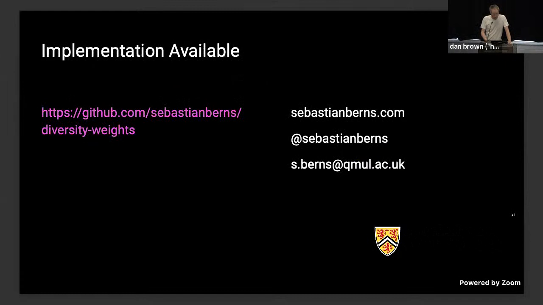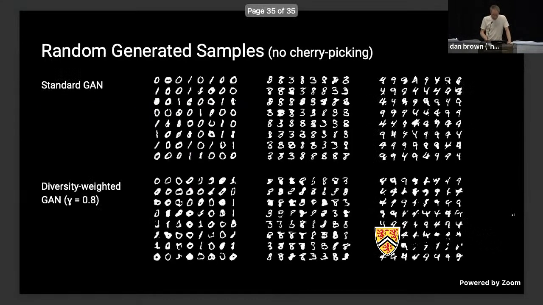Our implementation is now available. I uploaded it earlier, so you can test it out yourself. What is available is mostly the optimization for the weight vectors. I don't have the code available for the experiments, but if you want, you can of course reach out to me and let me know. And I'm going to leave you with the final slide, some non-cherry-picked results. Thank you.